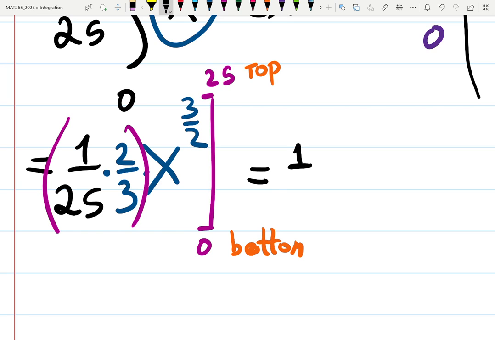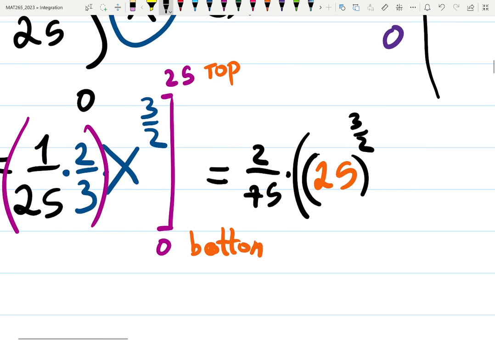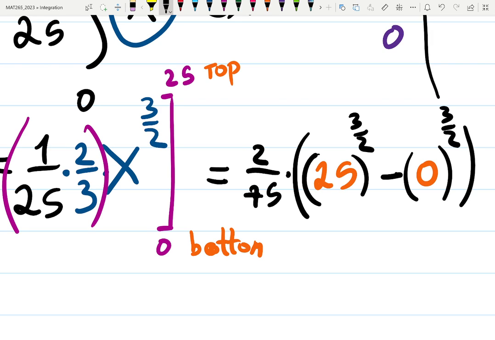So this time I will factor out, and I can actually simplify it. It's going to be 2 over 75, and I will factor out this constant. You don't have to, but that's one of the ways to do it. I plug 25 into x to the 3/2, minus I plug in 0, and I would just skip that, to the 3/2. Close the parentheses. So you can factor it out if you want.